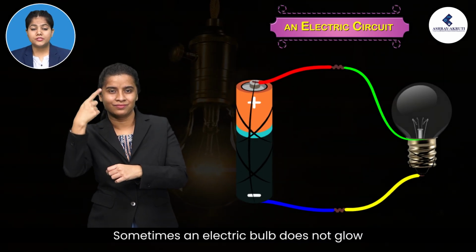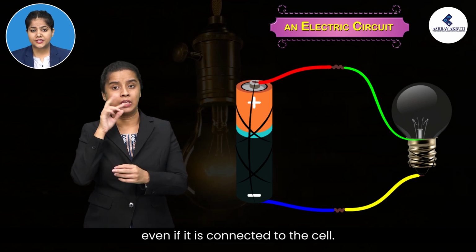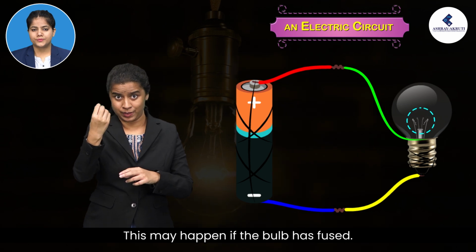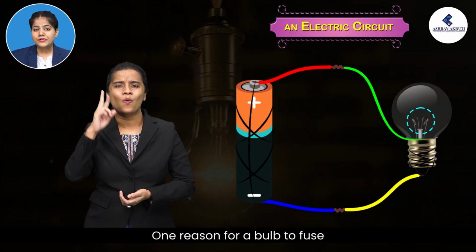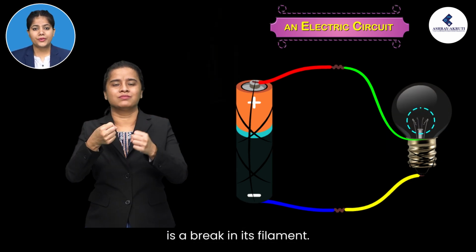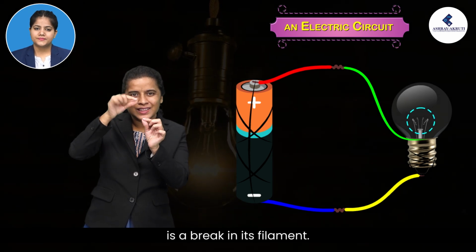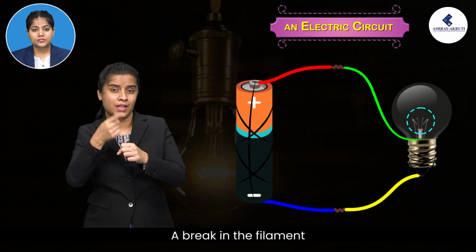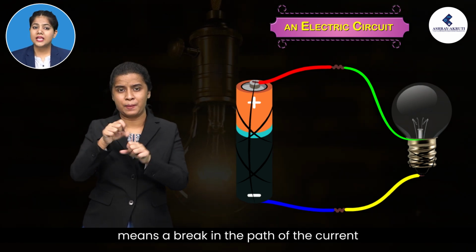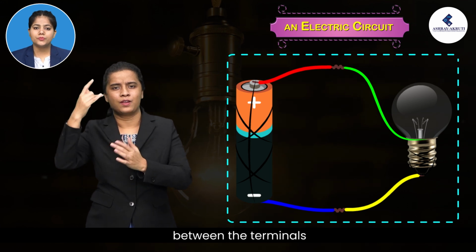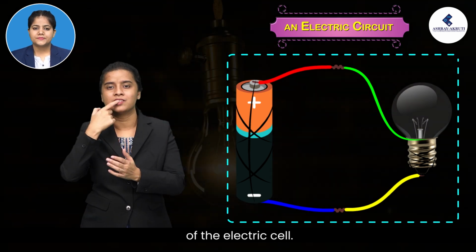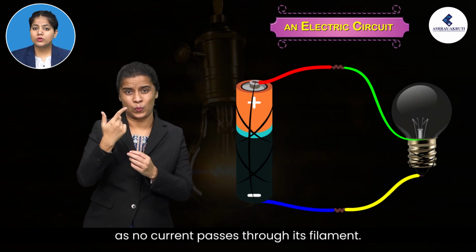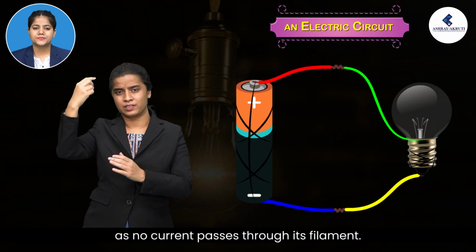Sometimes an electric bulb does not glow even if it is connected to the cell. This may happen if the bulb has fused. One reason for a bulb to fuse is a break in its filament. A break in the filament of an electric bulb means a break in the path of the current between the terminals of the electric cell. Therefore, a fused bulb does not light up as no current passes through its filament.